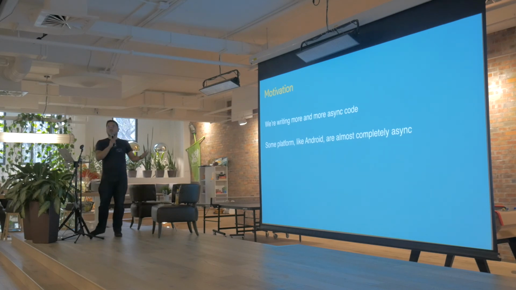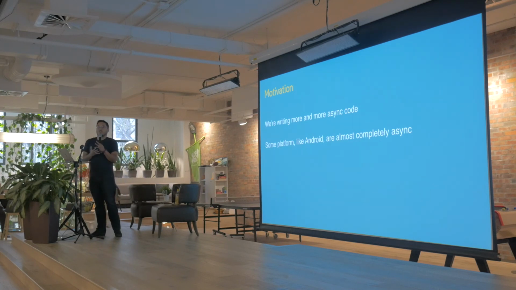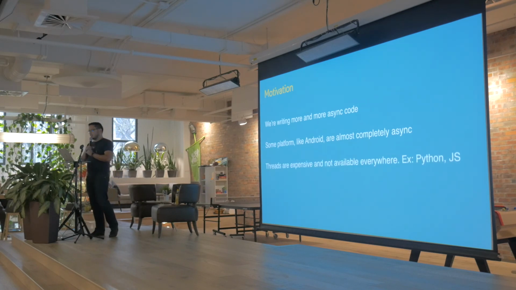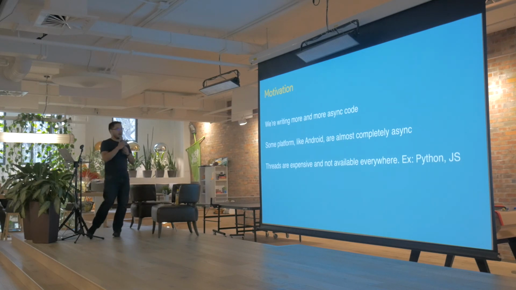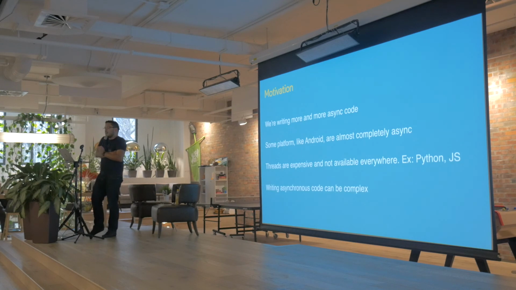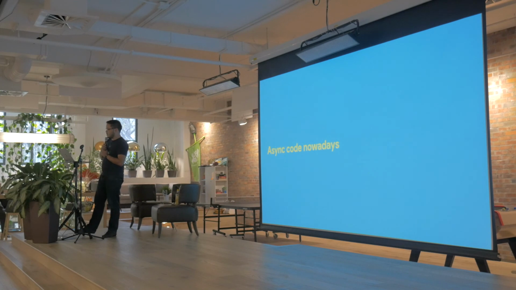You also have the onResume, onPause. You're not really sure when the user is going to press home or not. So other things make Android a completely asynchronous platform, if you think about it. Threads are a bit expensive and not available everywhere, like Python and JavaScript. And writing asynchronous code can be complex. If you write Android, you may know that, and I don't think I have to sell that motivation.